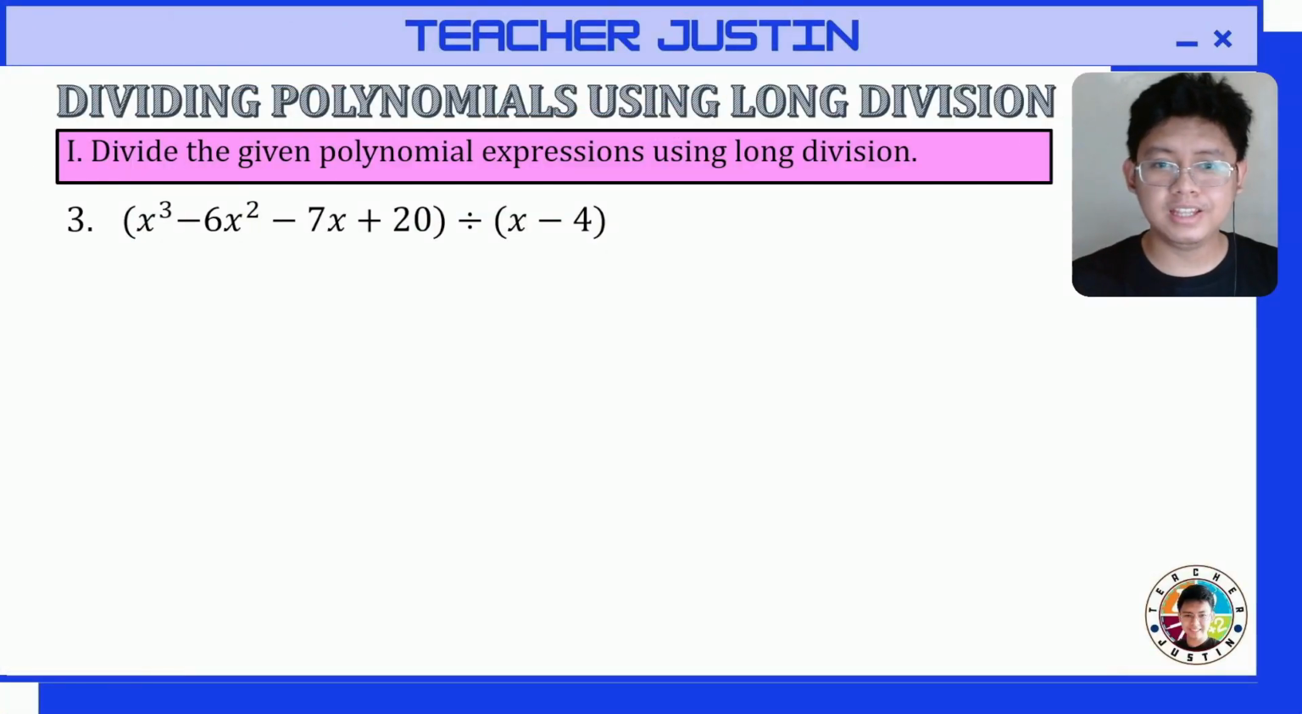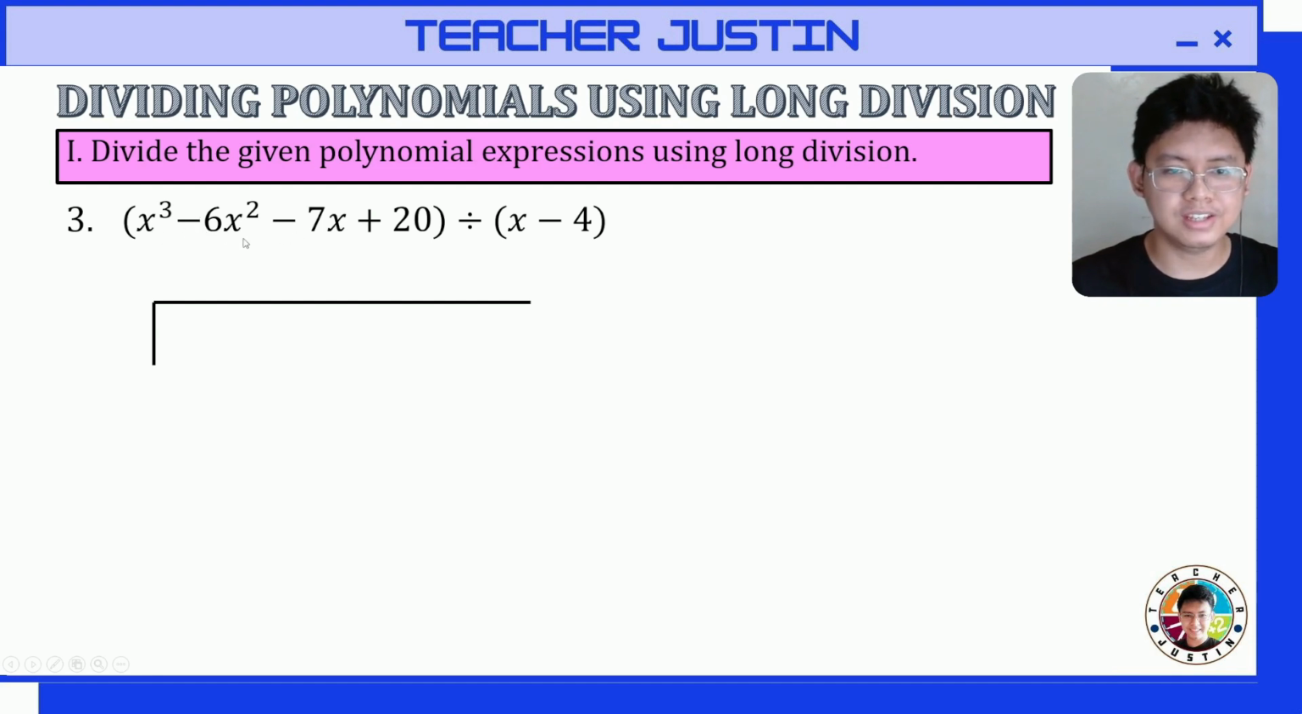Okay, let's divide these polynomials using long division. The first step is to identify the dividend and the divisor. Let's prepare our long division. The dividend will be the first polynomial, which is x cubed minus 6x squared minus 7x plus 20.